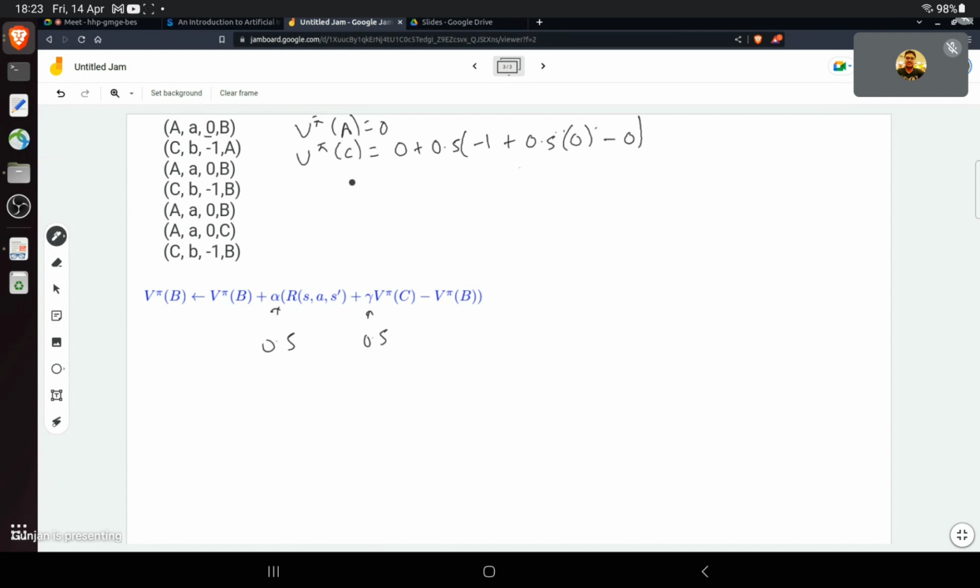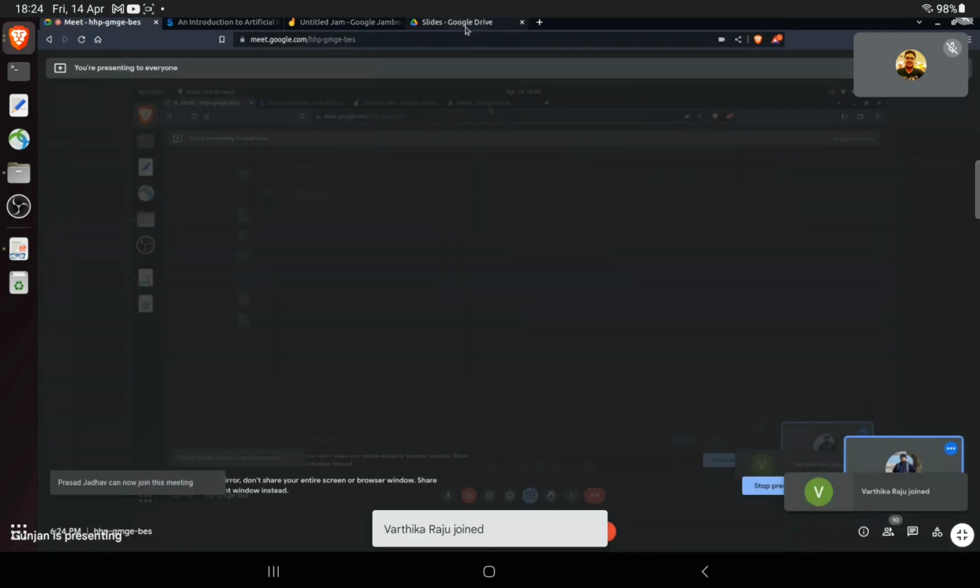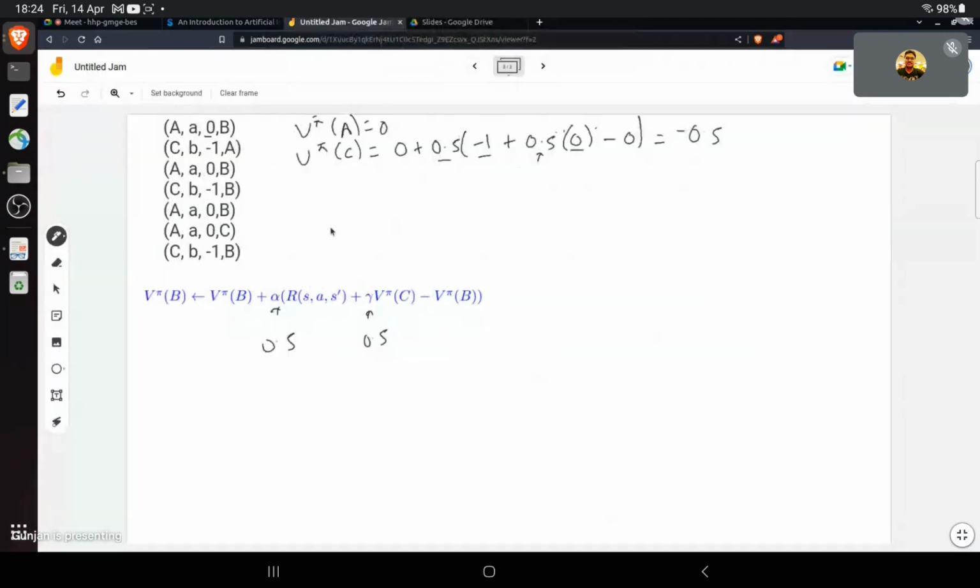So just to quickly revise what we just did previously. The first value is v pi of c, the previous value, which is 0, right? Then this is alpha, this is the reward, this is gamma, and this is the v pi of a, which was 0, which we calculated in the previous step. And then we are subtracting the old value of v pi of c from the current sample reward, right? So this will give me minus 0.5.